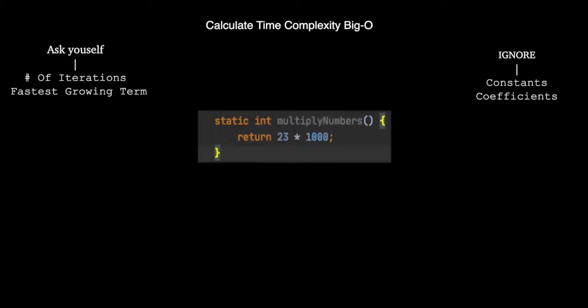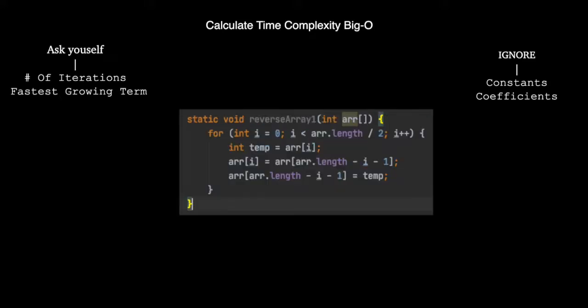Next, multiply numbers. Same thing, no iterations, no fastest growing term, O of 1 time complexity. Next, reverse array. Okay, we have a parameter, a variable, array. We're going over the array over 2, so the number of iterations is going to be n over 2, which means half multiplied by n. Ignoring constants, half multiplied by n, so it's going to be O of n.